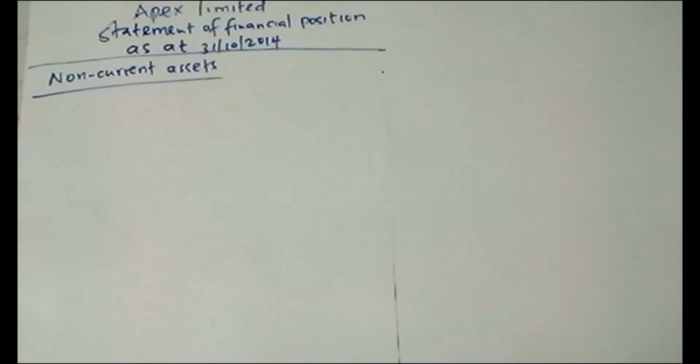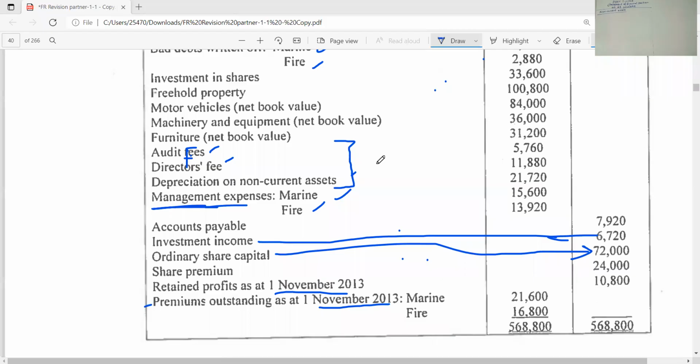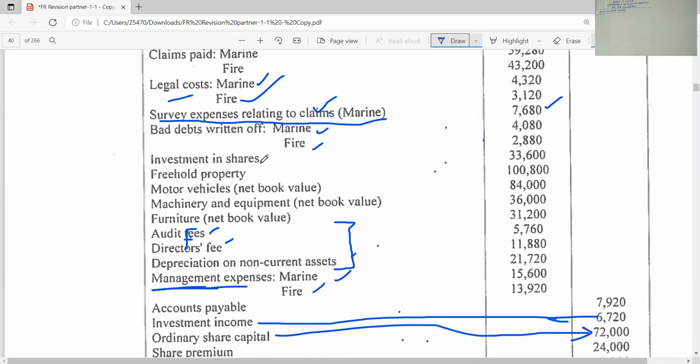So anyway, let me display for the benefit of the viewer. We have these, even though they were just classified together: investment in shares, freehold property, motor vehicle, machinery, and the furniture. You can see they have already captured everything, because now they give you the net book values. They have already deducted the accumulated depreciations. So you just record.